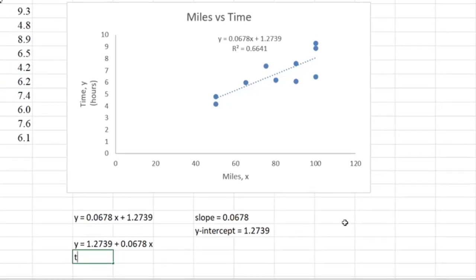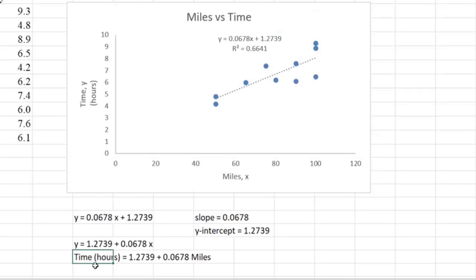It would be better, instead of using x and y, to use the names of these variables. Time, this is in hours, so it's useful to also indicate what units it is. Time in hours is equal to 1.2739 plus 0.0678 times miles. So, but now this is easier to understand.